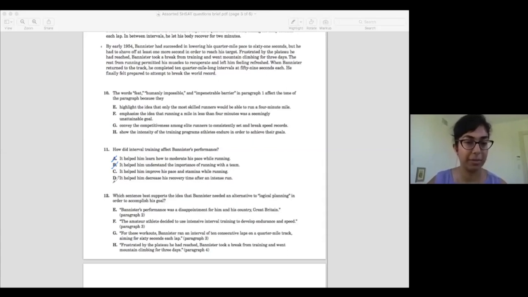And just to be sure we didn't miss anything, D, helped him decrease his recovery time. Again, I don't think that was supported as directly as C. So C would be our answer.